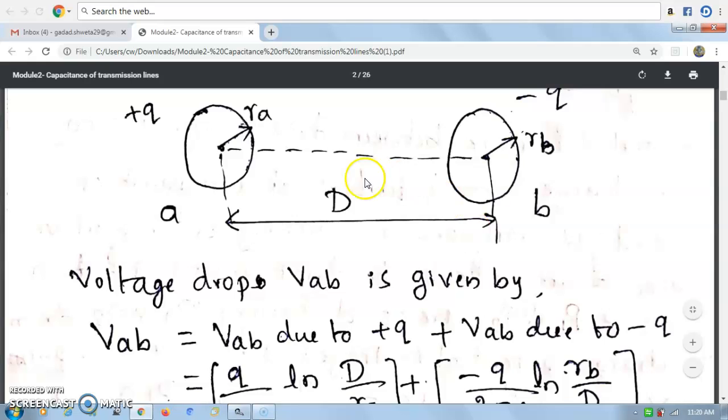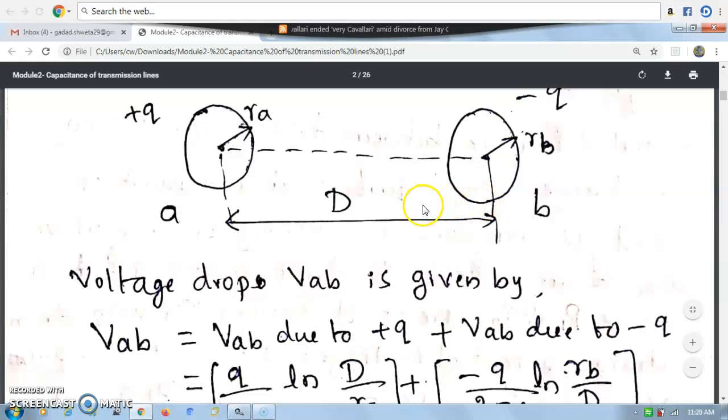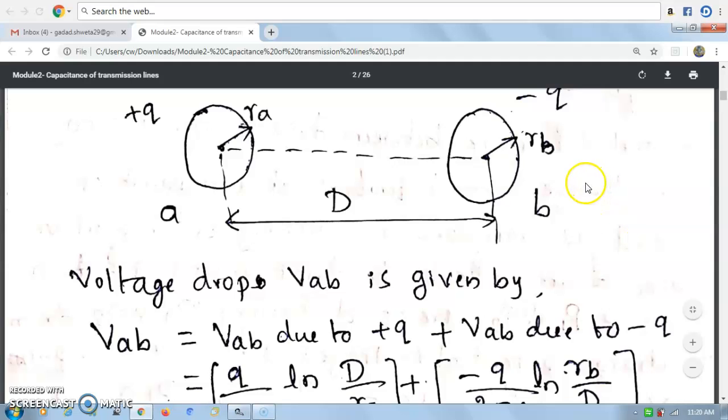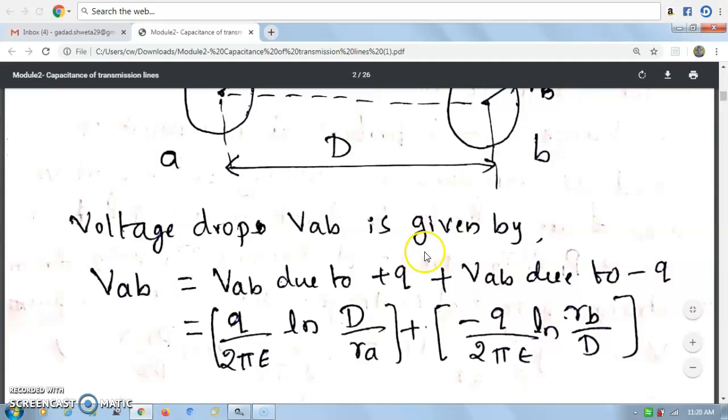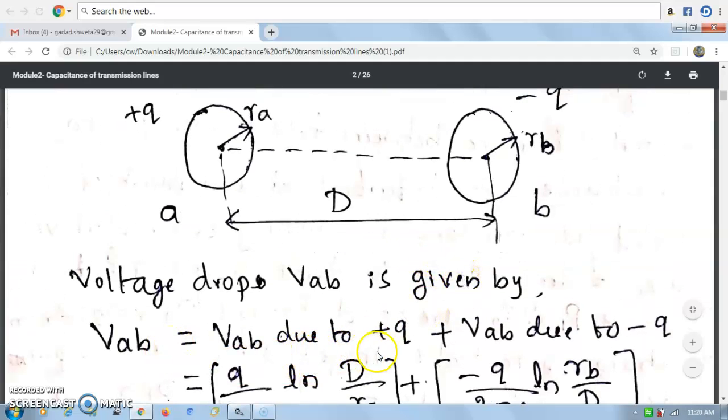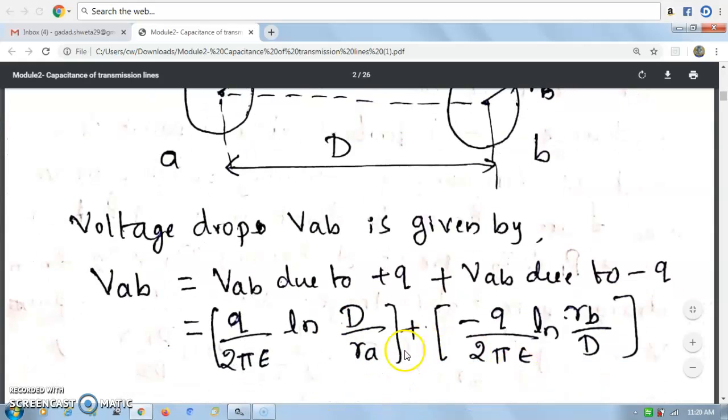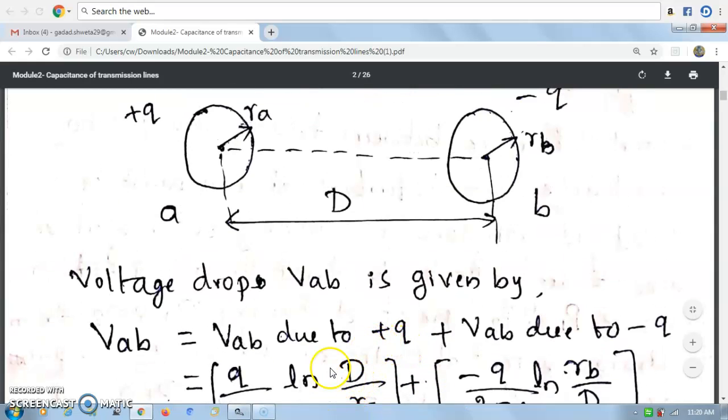Then, by using the principle of superposition, the voltage drop between conductors A and B is obtained by adding the voltage drops caused by each charge on conductors A and B. Therefore, the voltage drop VAB is equal to VAB due to plus Q charge plus VAB due to minus Q charge. Remember this equation, you can refer to it for the next derivations.